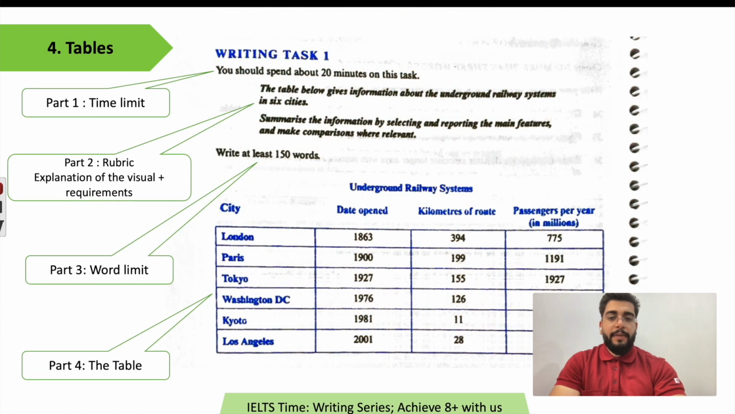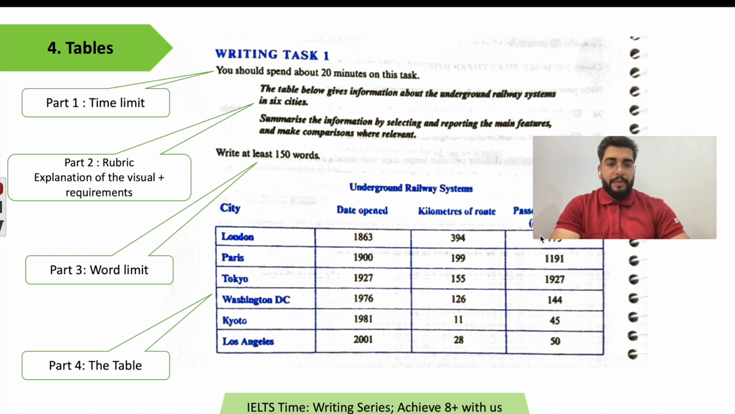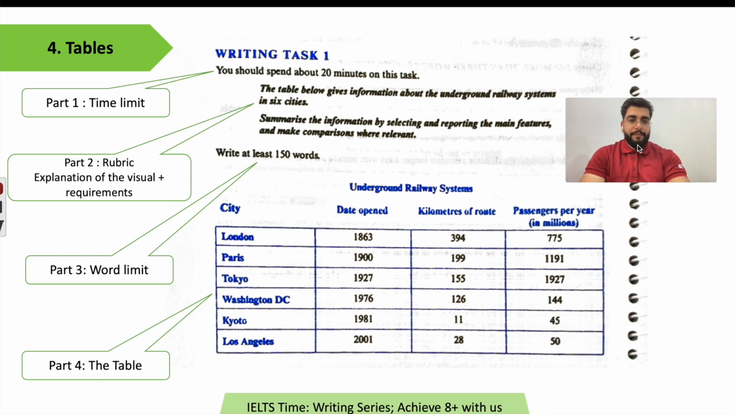This one is a table. As you can see, you have the 4 parts: time limit, rubric, word limit, and the table. I could say that selecting the main features and reporting them in a table is quite challenging because there is usually a lot of information you have to report. You can't include everything here.